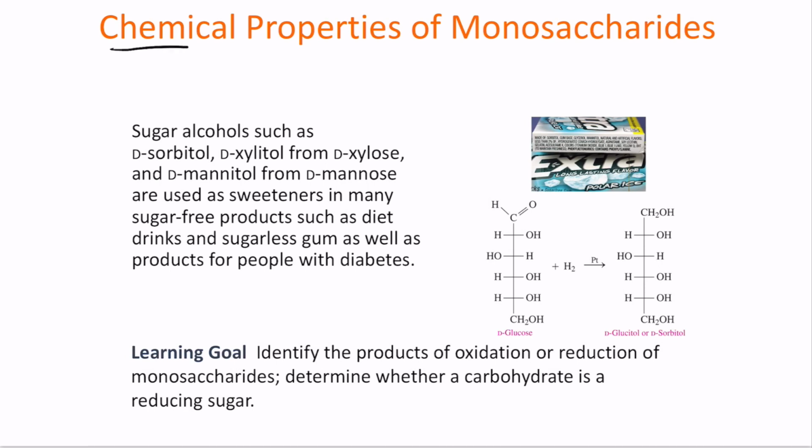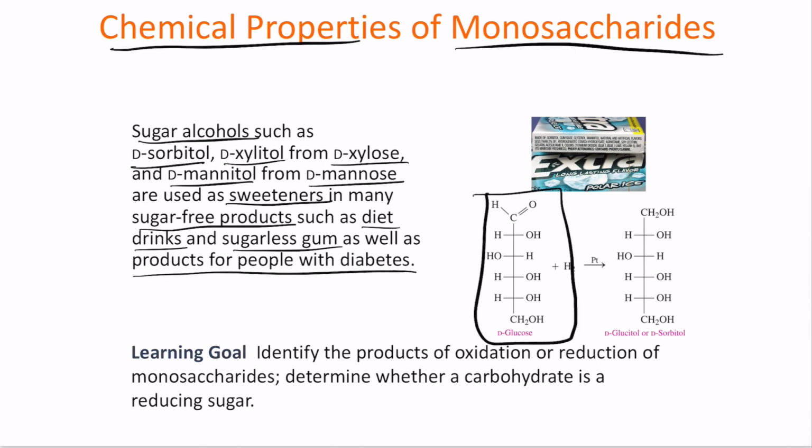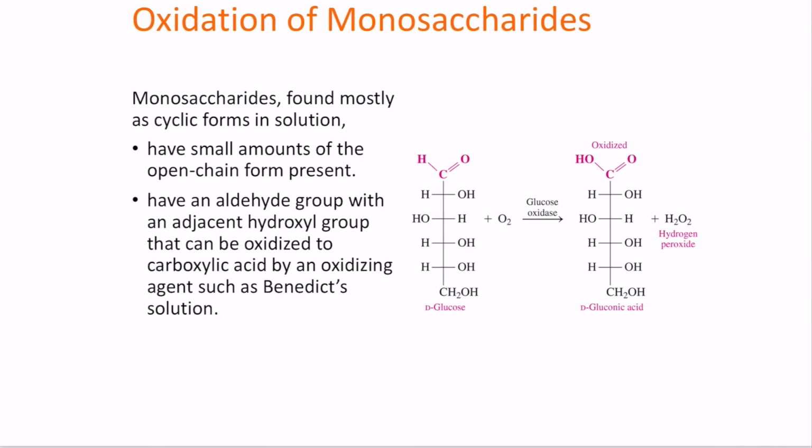Next, let's talk about the chemical properties of monosaccharides. Sugar alcohols, the most common ones being D-sorbitol, D-xylitol from D-xylose, and D-mannitol from D-mannose, are generally used as sweeteners in many sugar-free products such as diet drinks, sugarless gum, as well as products for people with diabetes. This is the structure. Adding hydrogen to it, hydrogenation, will create D-glucitol or D-sorbitol. This is something that you can see in sugarless gums and artificial sweeteners. These can be used in place of sugars themselves.